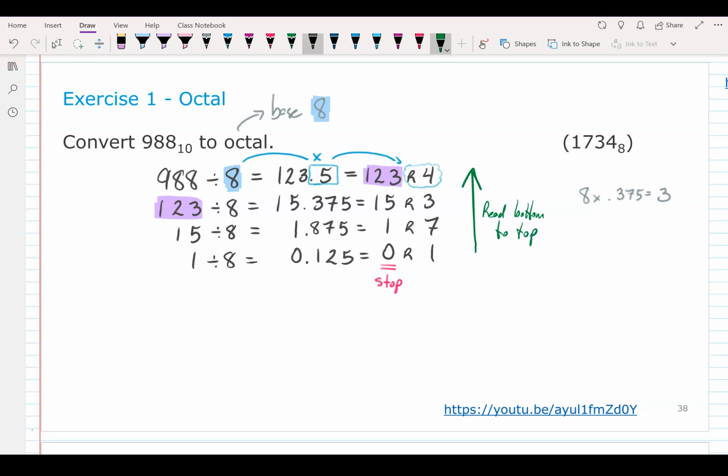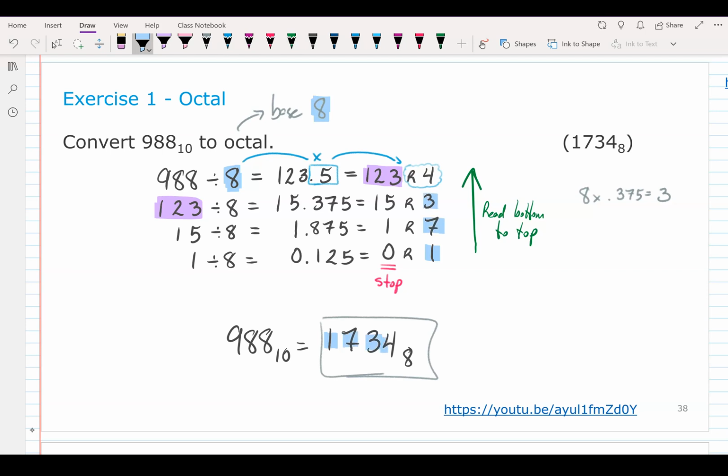What do we see? We see that our answer, 988 in decimal, is 1734 in octal. Why is it 1734? Read bottom to top. So it might seem like magic, but really it's just trying to figure out how many groups of 8 and 64 and 512 and all those numbers that we're used to going the other way, but with a little less of the messing around along the way.